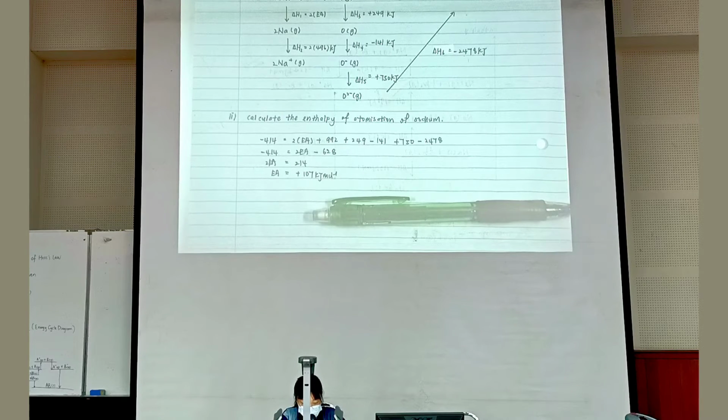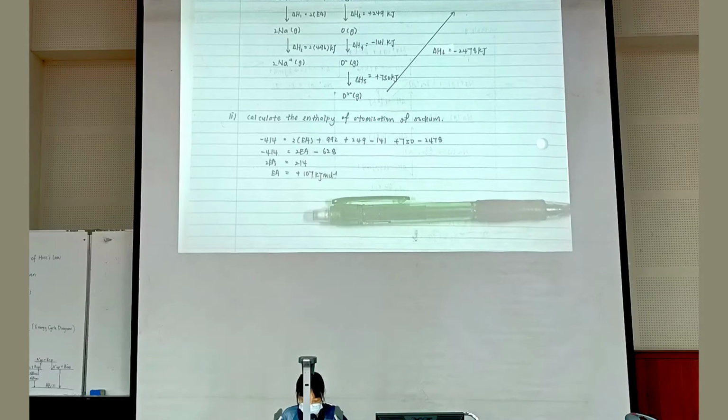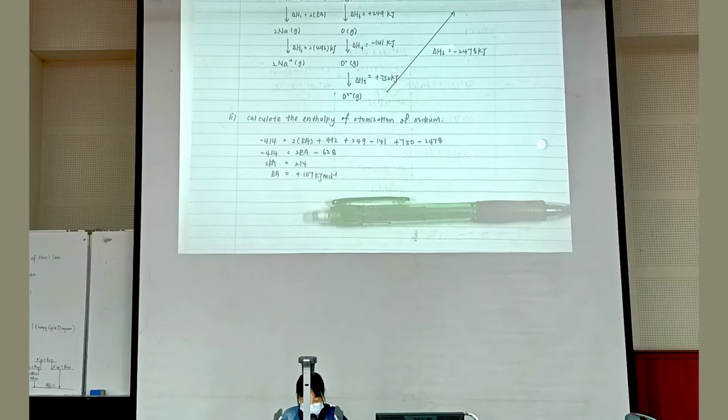The second question is calculate the enthalpy of atomization of sodium. To reverse, Hess's law says that the change of enthalpy is the same no matter whether the reaction takes one step or several steps. So we just sum the changes of enthalpy, equal to negative 414, and our target is to find the enthalpy of sublimation. So negative 414 equals 2A plus 992 plus 249 minus 141 plus 750 minus 2478. We just calculate it, and we get the answer, positive 107 kilojoule per mole.